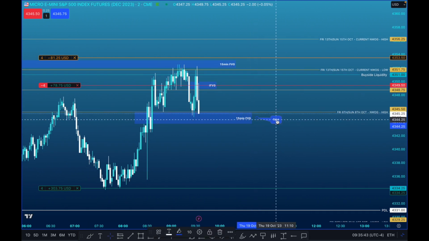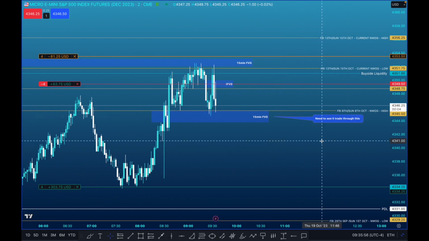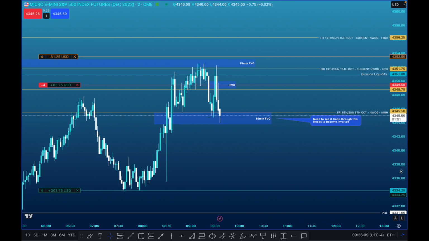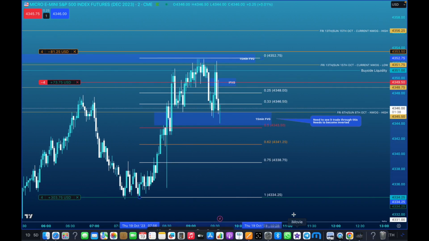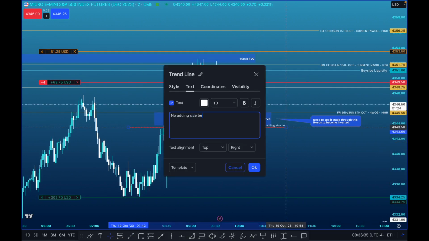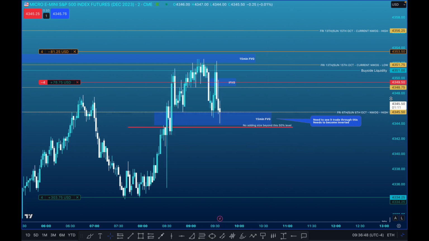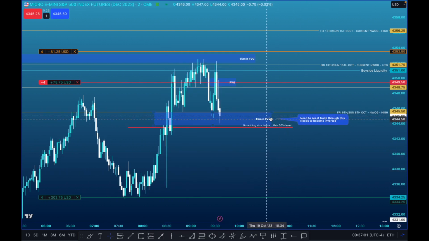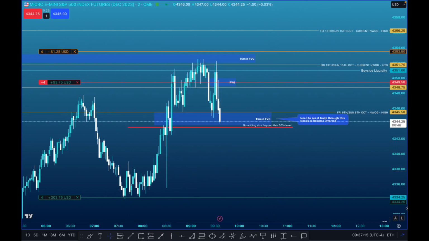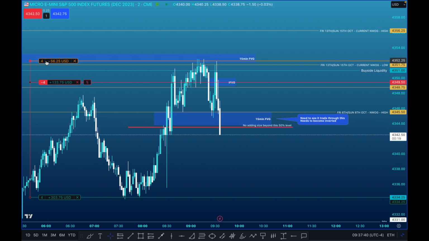As we can see, that's a 15-minute fair value gap. I want to see us trade through that, and it needs to become inverted. So that 50% level right there, I'm not going to be adding any more size after we break below that. So we've got 4 contracts on at the moment, and I believe just before we break through, I add one more and take that to 5 micros.